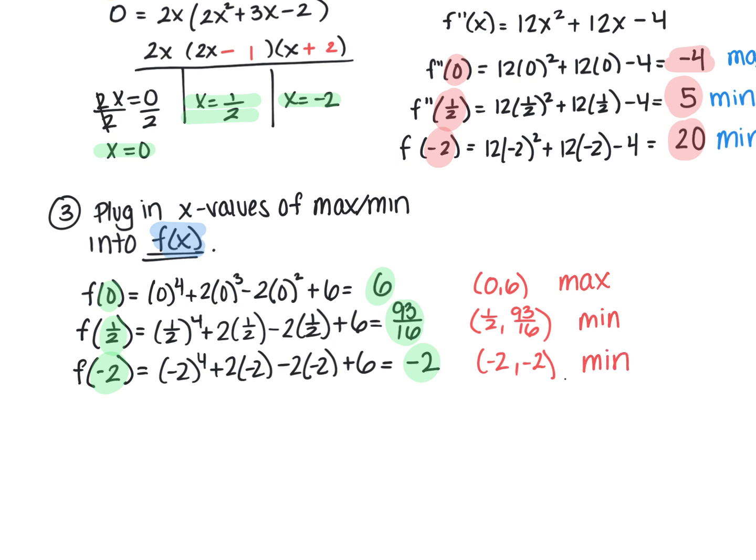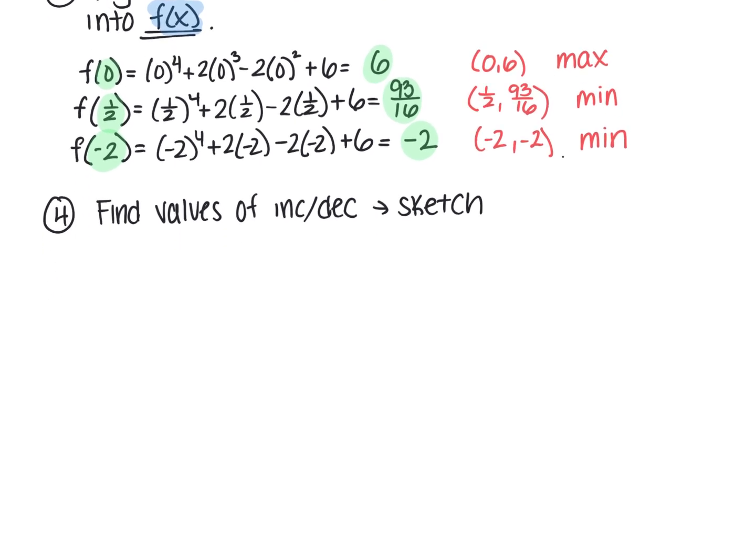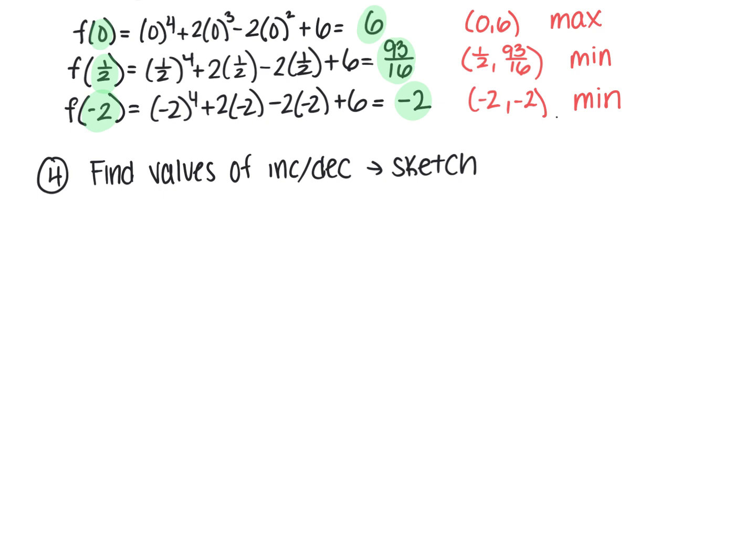Now, I know the directions say to use the first derivative to find where it's increasing or decreasing, but you could actually, in here, step 4, find the values of increase and decrease. And the way you can find that is by drawing a sketch. So let's see. If you have your f prime number line and you put your critical values, right? So your critical values were -2, 0, and 1/2. So the sketch that you can draw will really be able to help you.